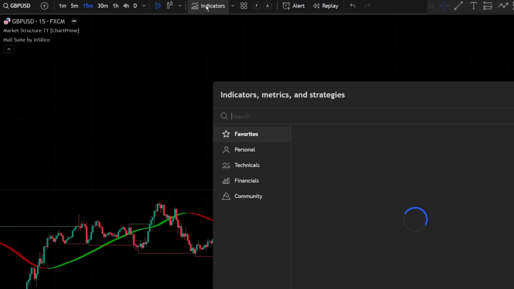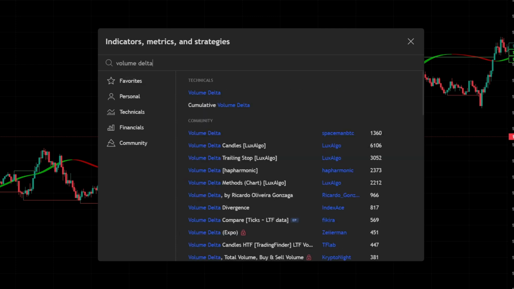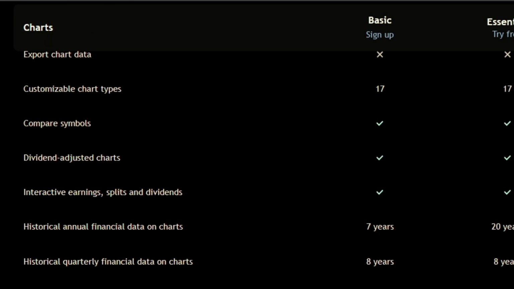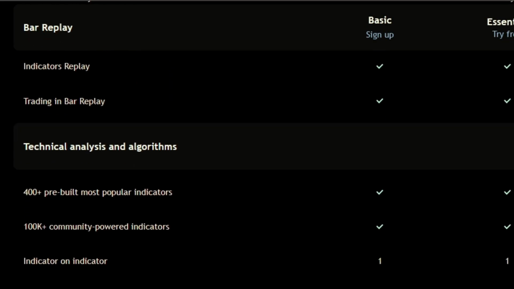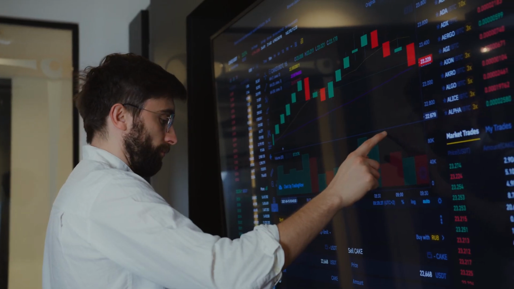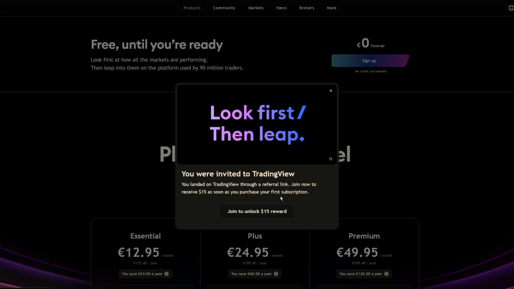For the second confirmation indicator, search for volume delta, a new indicator created by TradingView themselves. If you're still on the free plan of TradingView, unfortunately, you will not be able to add 3 or more indicators.